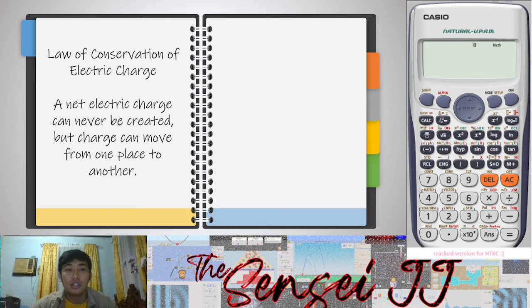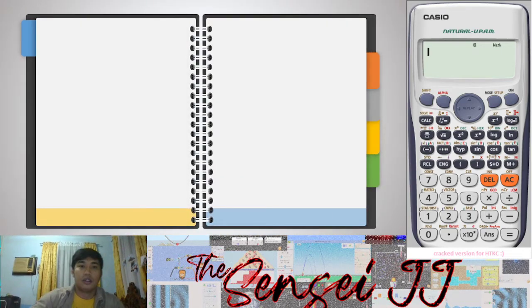Okay, so law of conservation of electric charge: a net electric charge can never be created, but charge can move from one place to another. We have discussed that one. So we have here a question.